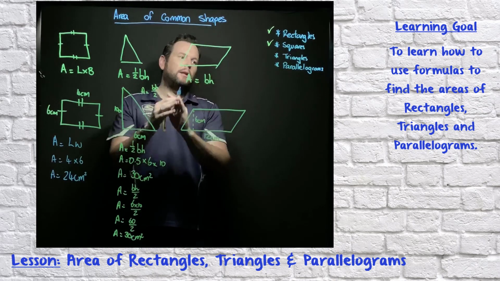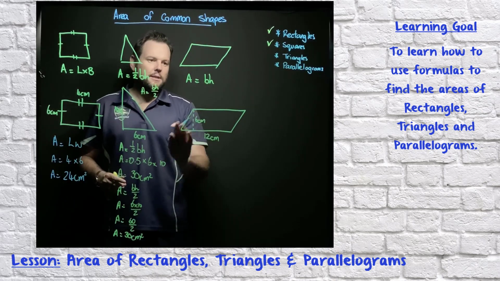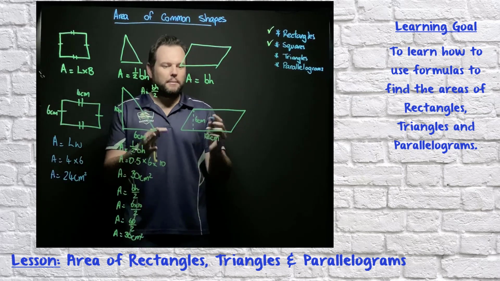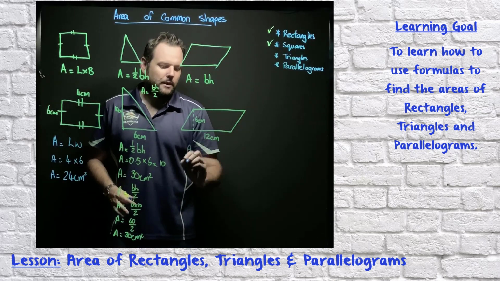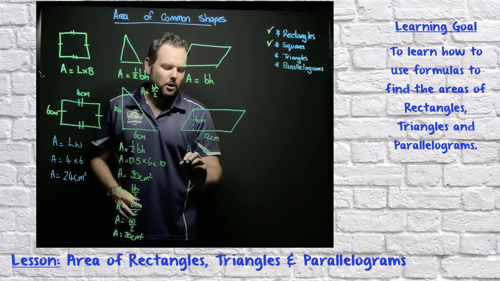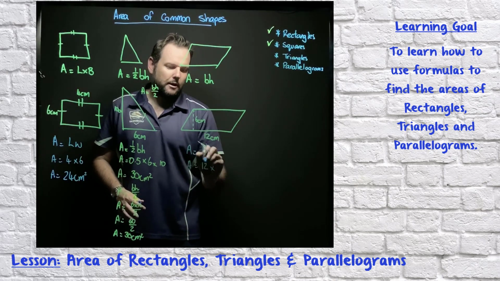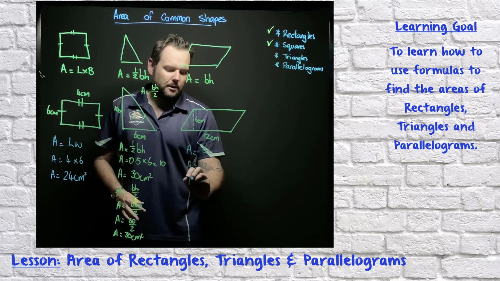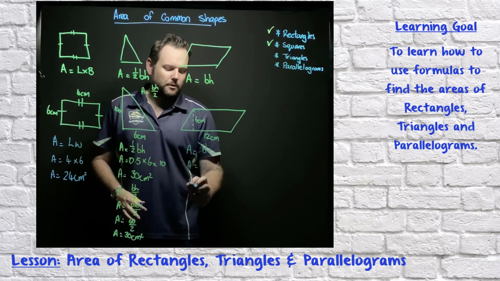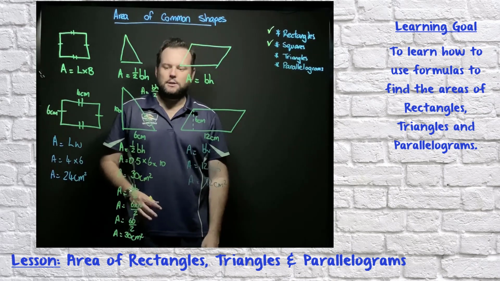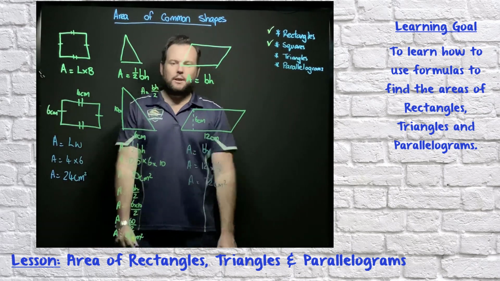So here, parallelograms. The area is base times height, okay, base times height. So what that means is we write it down and we go base times height, and our base is 12 and our height is 6, okay, and we do 12 times 6, which gives me 72, and once again it's centimetres squared.